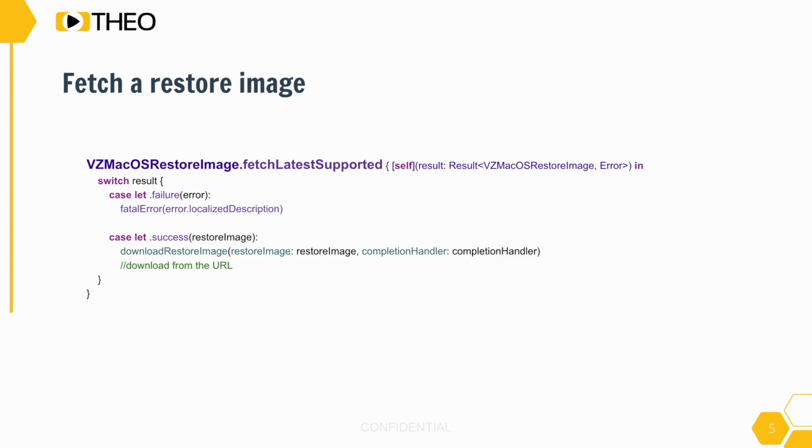After Apple points you to the image location, you can start downloading this image with a normal iOS download mechanism, like a URLSession or something. And then at the end, you have your image on your hard drive, which is around 10-ish gigabytes.